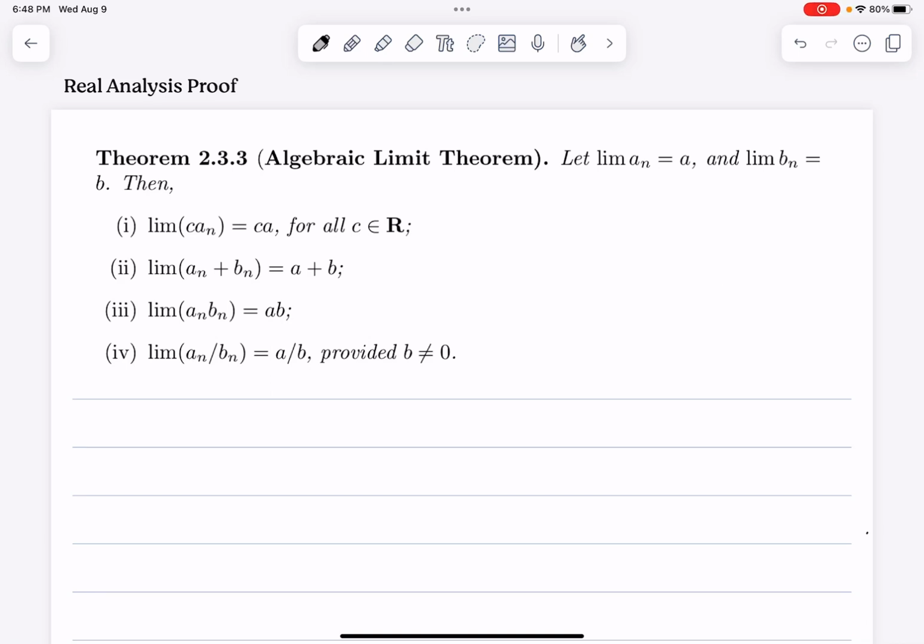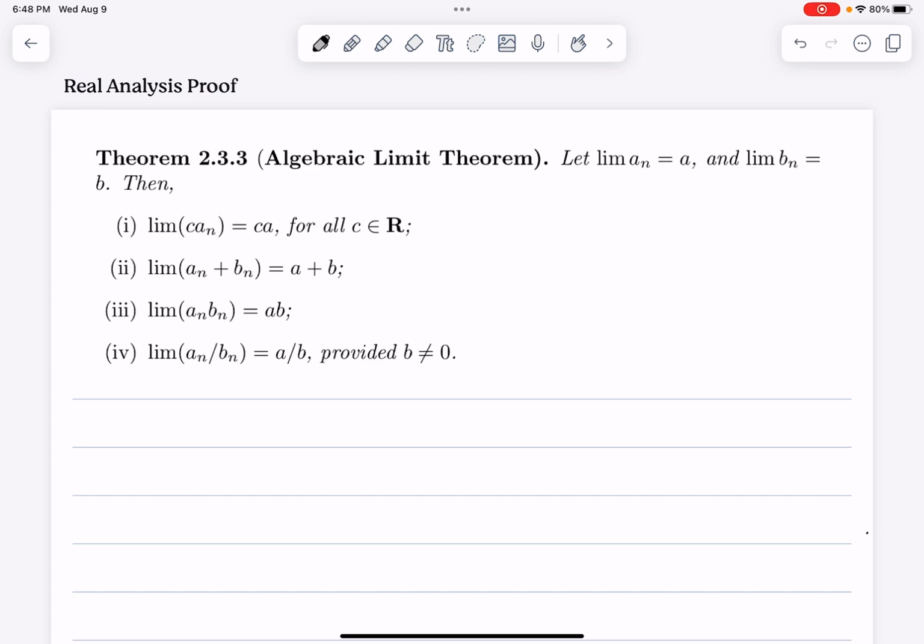So the algebraic limit theorem talks about the familiar properties we had about limits: if we add two limits, then it will just be the addition of the two limits, and if we multiply them, it will just be the multiplication of the two limits, etc. So the theorem goes like this: let limit of a(n) be a, and limit of b(n) be b.